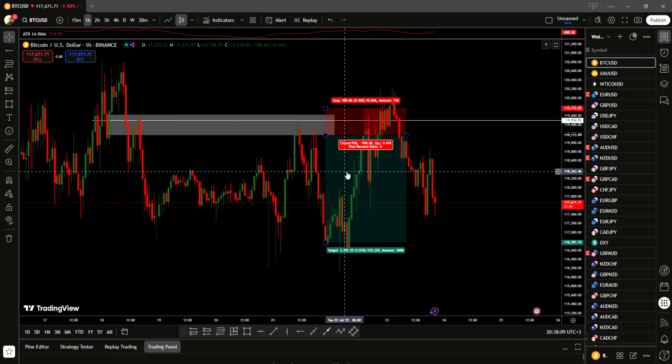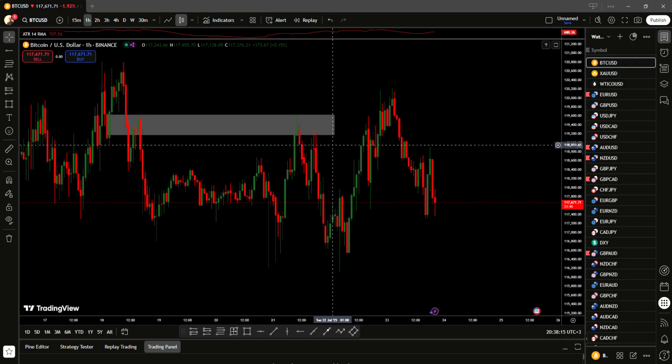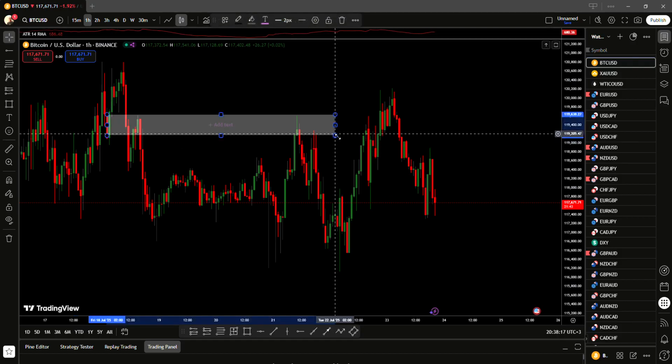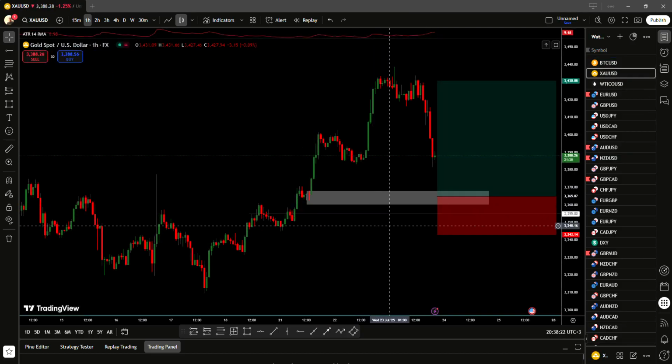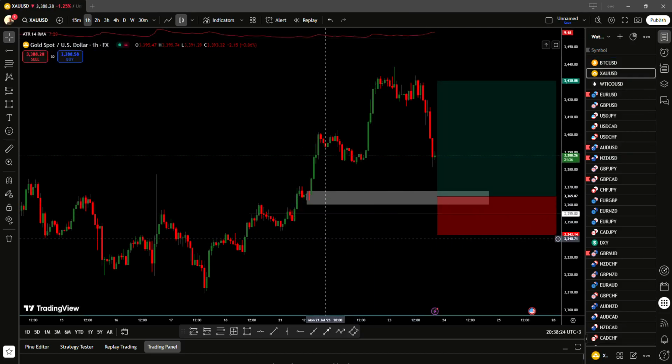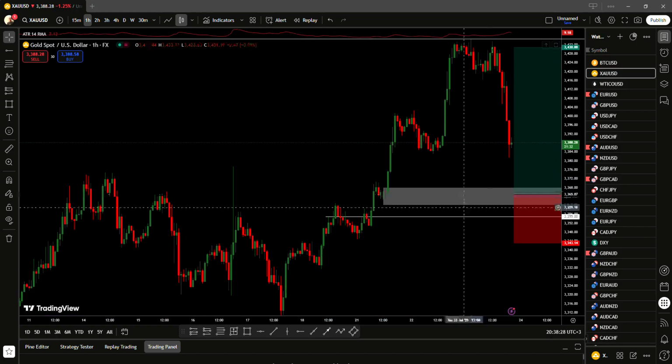So that is one setup, that is on BTC USD. So let's proceed. We go to another pair. What is the next? It is gold. We said I'm going to be giving you one trade per pair. So let's go to gold.